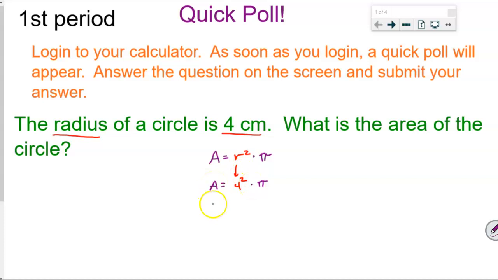In our last lesson, we did practice finding the area exactly in terms of pi, so this would have been an acceptable answer. We also practiced typing it into our calculator and getting a decimal approximation, which we call an approximate answer. And when I do that, 4 squared is 16. 16 multiplied by pi is equal to 50.26548, etc.